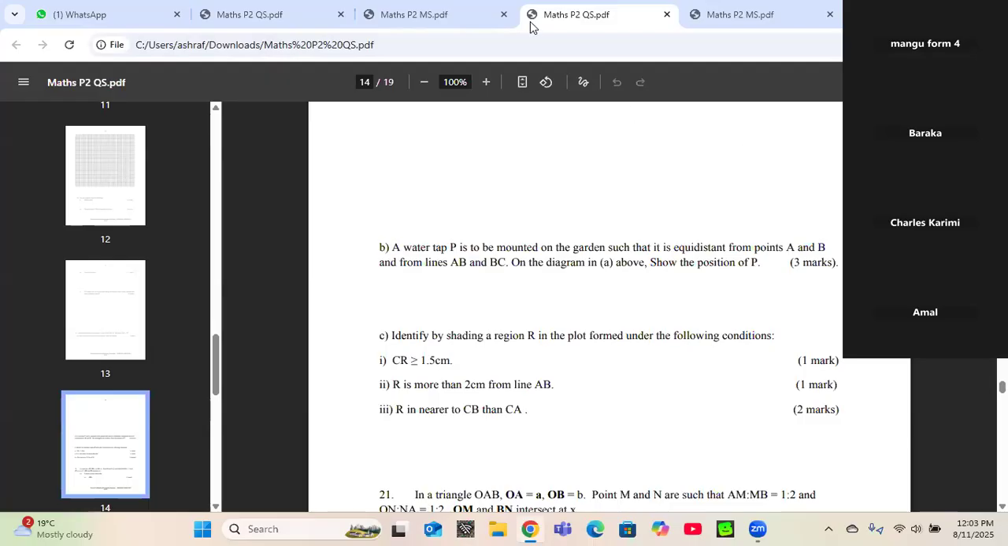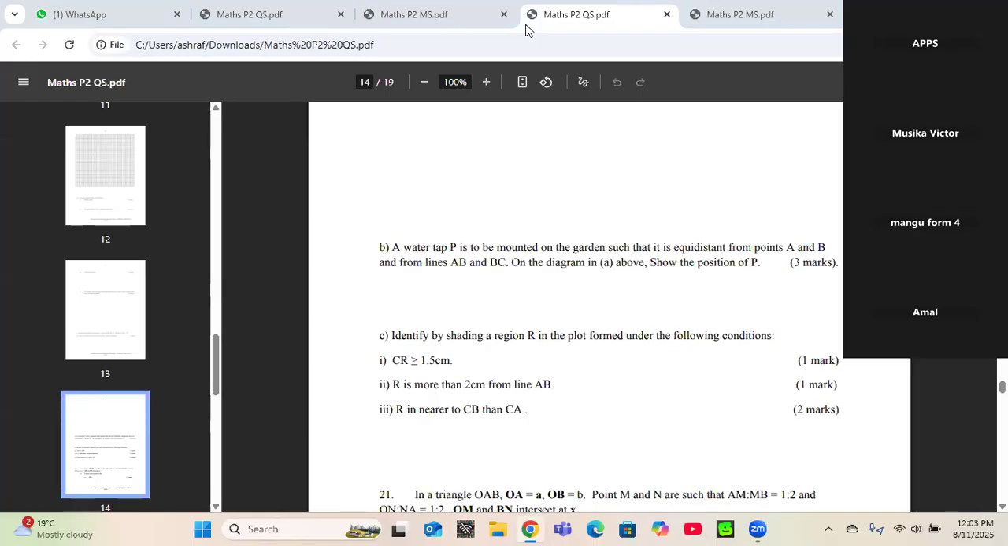Someone to try. A tap P is to be mounted on the garden such that it is equidistant from A and B. Let's start with this one. How do you get the locus of points equidistant from points A and B? Locus of points equidistant from points A and B. Raise your hands. Locus of points, yes. Let me see.